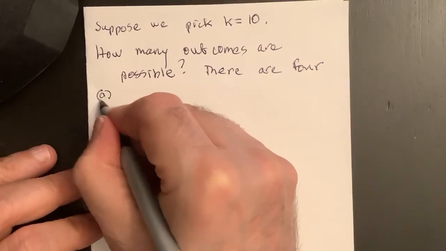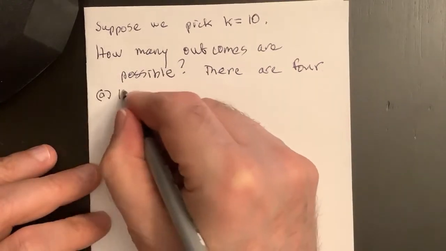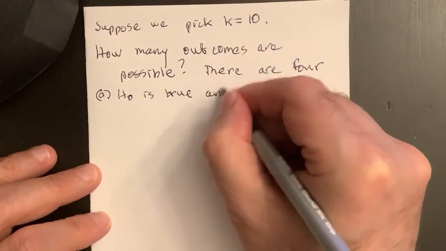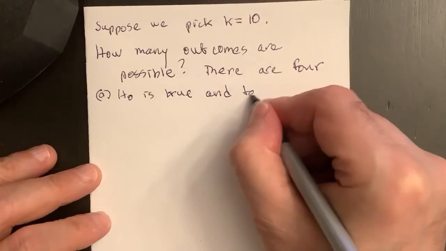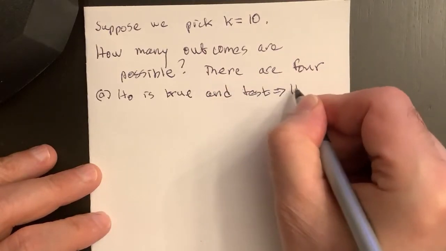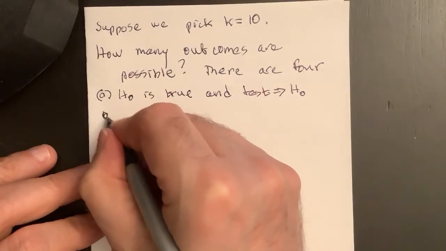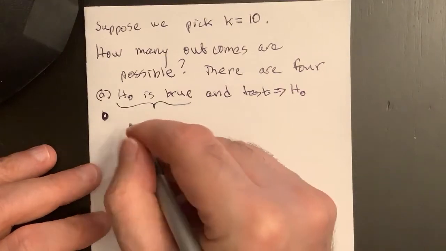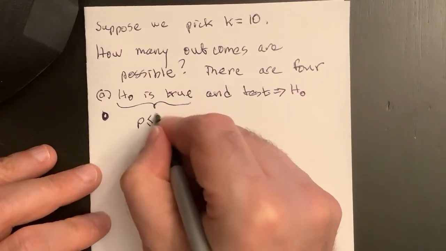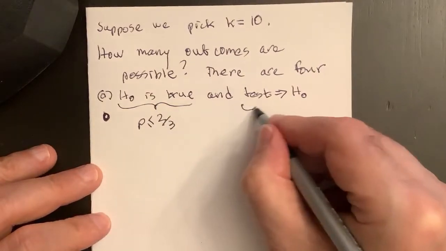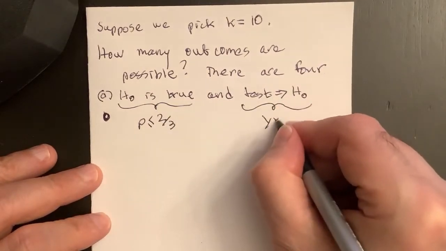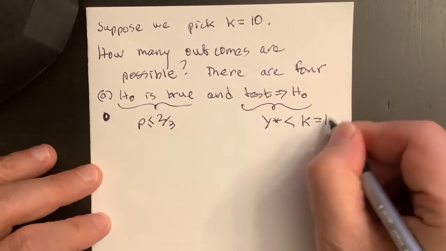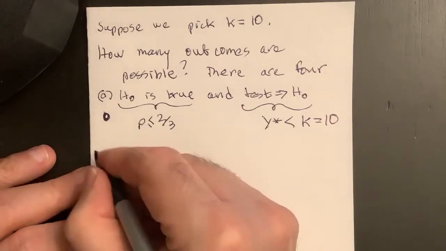1A: what could be true? H0 is true, and we pick H0. The test indicates H0. Now, what does this mean? To be a little clearer based on what we said, P is less than or equal to 2/3, and y star is strictly less than K, equal 10. Okay, that's one possibility.